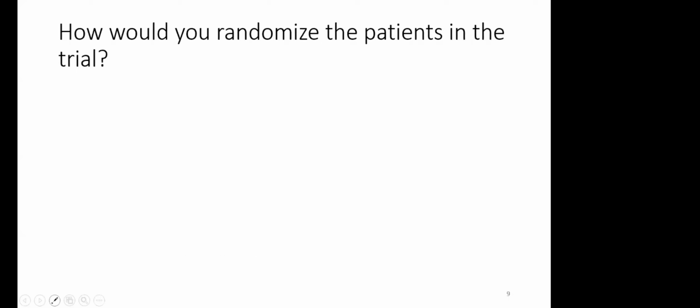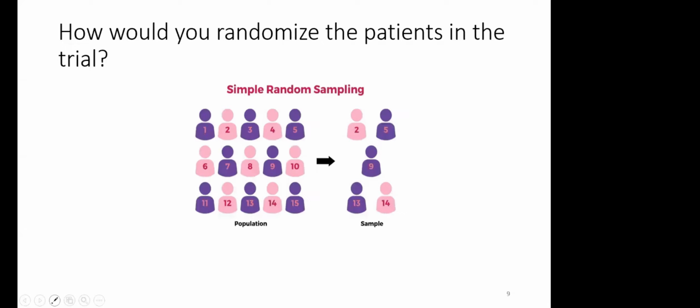So we've talked about randomization. So how would you randomize patients in a trial? So there are various ways. Number one, you can do simple random sampling. So sampling just refers to how patients are chosen and assigned to groups to ensure fairness and reduce bias. So after defining the eligibility criteria, randomization methods are then used to allocate participants. So you can do simple random sampling where every eligible participant has an equal chance of being assigned to any group. So this can be done using a random number generator.